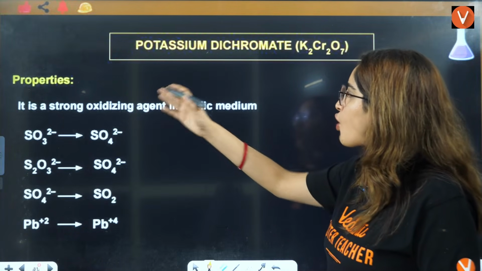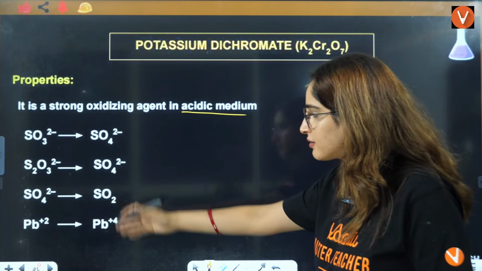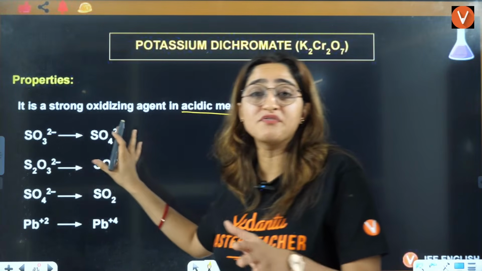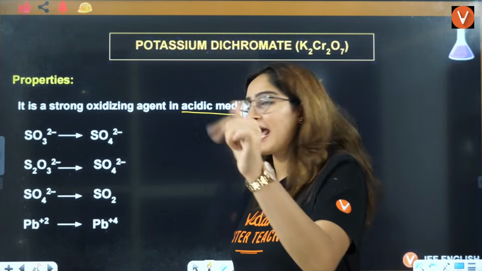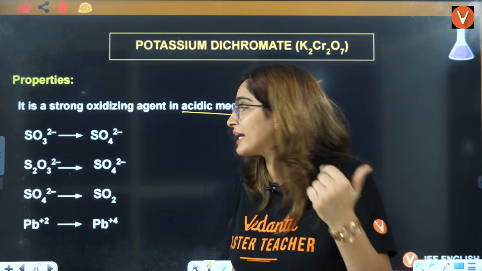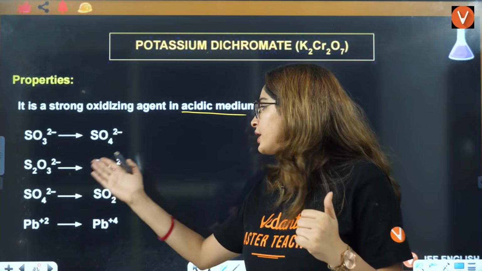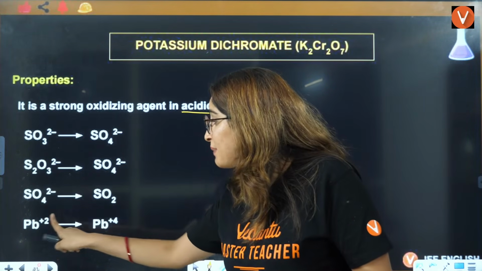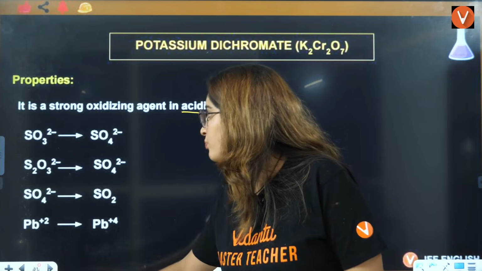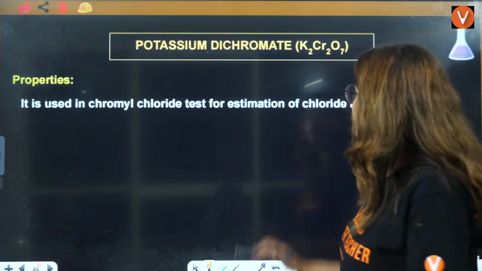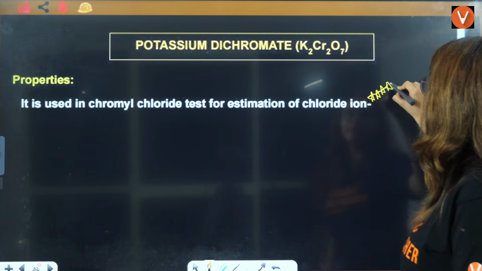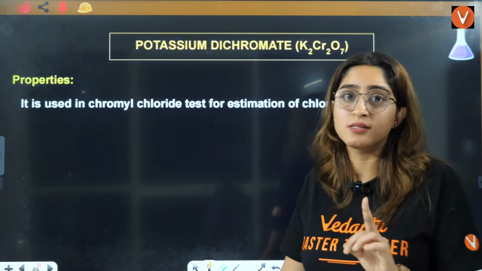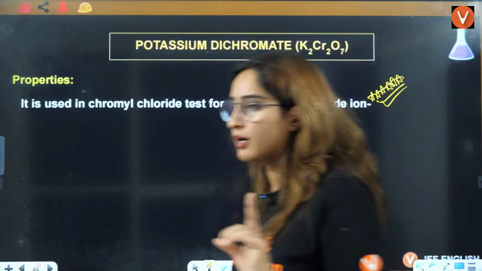It is a strong oxidizing agent in the acidic medium. These are the compounds that it is oxidizing. This we have seen in potassium permanganate as well: SO₃²⁻ is converted to SO₄²⁻, S₂O₃²⁻ is converted to SO₄²⁻, SO₂ is further oxidized to SO₄²⁻, and Pb²⁺ is further oxidized to Pb⁴⁺, right? Now this is very important. You talk about JEE Mains, you talk about JEE Advanced, this becomes a very important point, right?